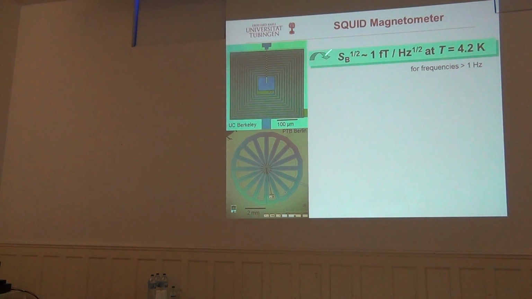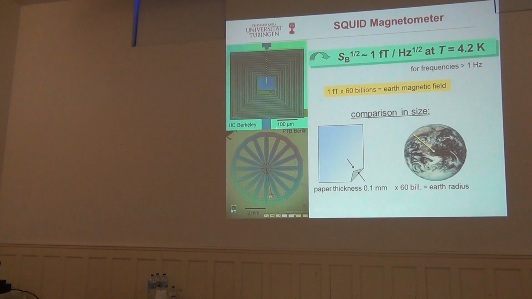And such devices come up with a field resolution of about a femtotesla per square root hertz. And this is then very interesting for many different types of applications. There's another scheme which is the so-called multi-loop SQUID. I will not discuss it here, just show it because I like the picture a lot. It's a beautiful design. Okay, and a femtotesla, this is a factor of 60 billion below the Earth's magnetic field. So the ratio is just the ratio of the thickness of a sheet of paper to the radius of the Earth. So it's a really impressive sensitivity, and in any case, if you really want to use this very high sensitivity, you have to operate in a very well shielded environment.